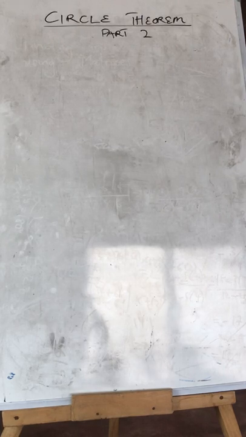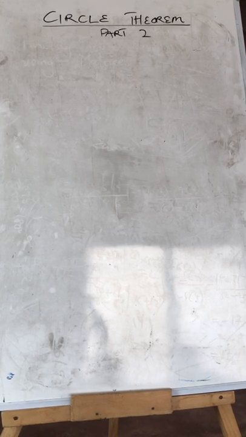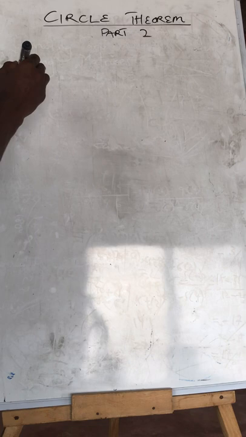Okay, so we are looking at circle theorems, but we remember we've done one already. We looked at where I said that there are about 9 theorems, and we looked at 6. So let's do a quick recap.